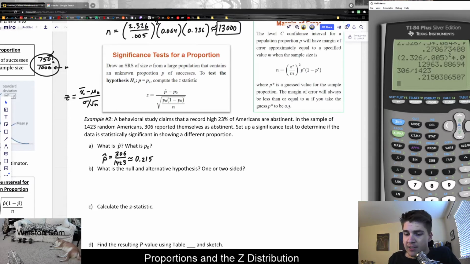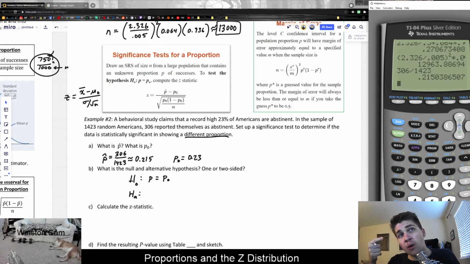Basically p naught, if we were to set up the null hypothesis, is just the claim, which is that 23% of Americans are abstinent. Or you could call that p, which is the hypothetical actual population. Setting up a null and alternative hypothesis, we use the same notation, H sub 0 and H sub A. And just like always, the null hypothesis is always equal. The null hypothesis is that the actual population proportion is the same as the claim, the stated p sub 0, which you could say is 23%. And the alternative hypothesis is that it is different. And remember, you don't want to say it's lower because we don't know that.